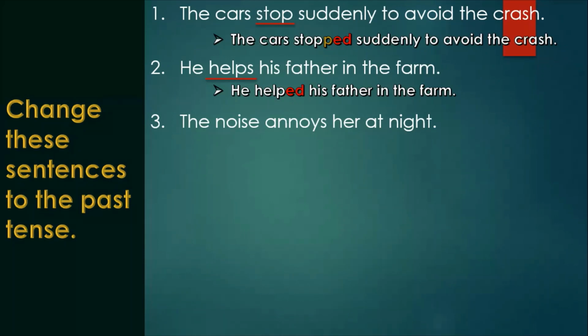Let's read it first. The noise annoys her at night. Yes. Which one is the verb in this sentence? Yes, the verb is annoys. That's right. And how do I change this from the simple present to the simple past? You got it, by adding ed to the verb. So here we go: the noise annoyed her at night.